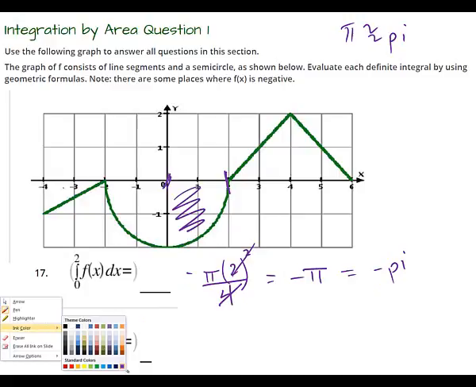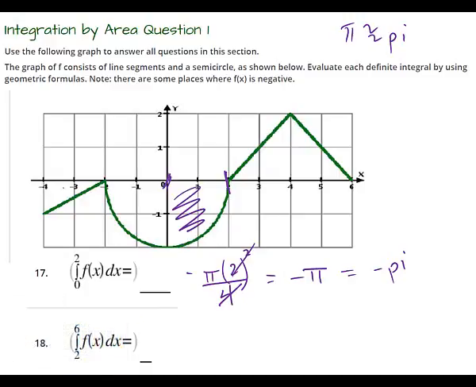Alright, let's look at the next piece of it. So the next piece of it says we've got to go from 2 to 6. So what shape do I have there? Triangle. So 1/2 base times height, right? What's the length of the base? 4. What's the height of the triangle? 2. Don't those cancel?